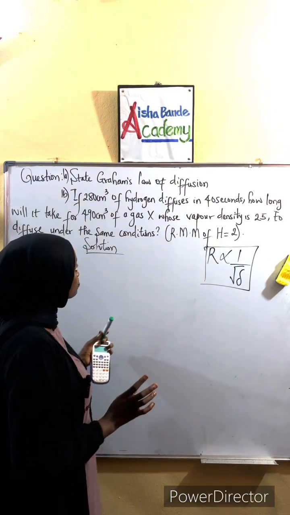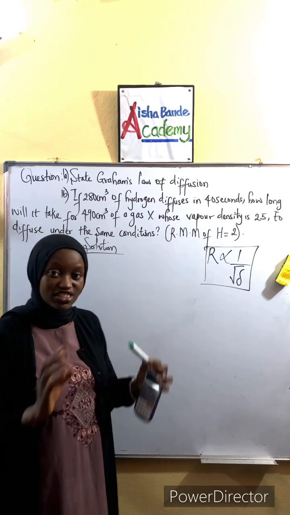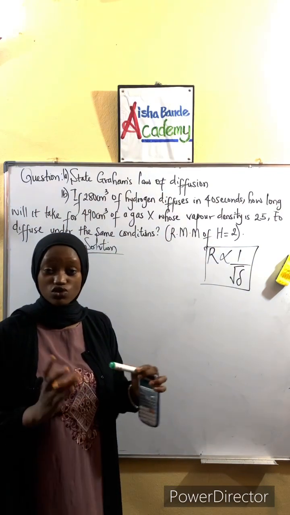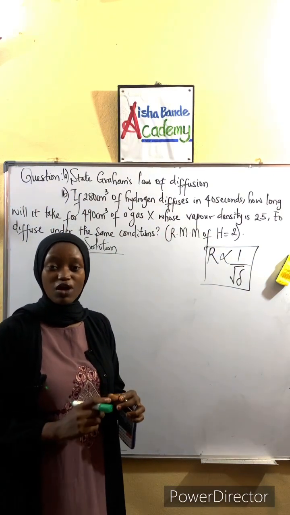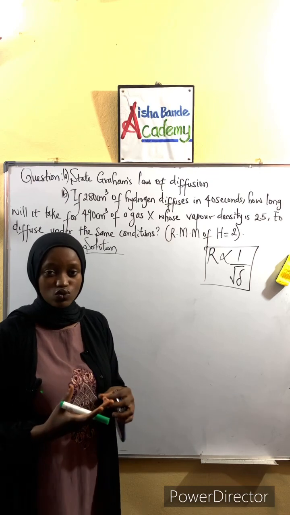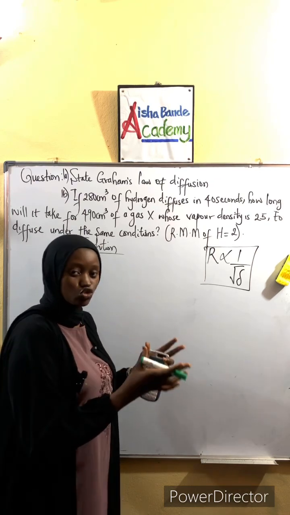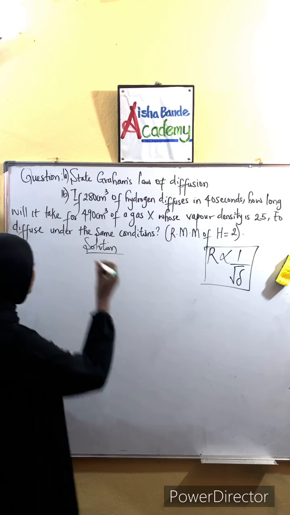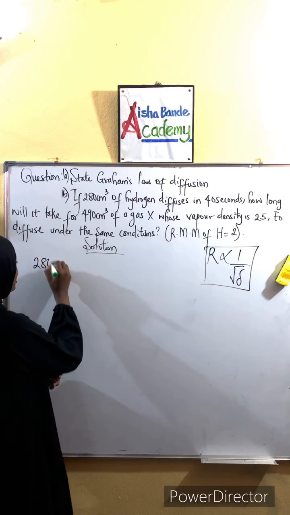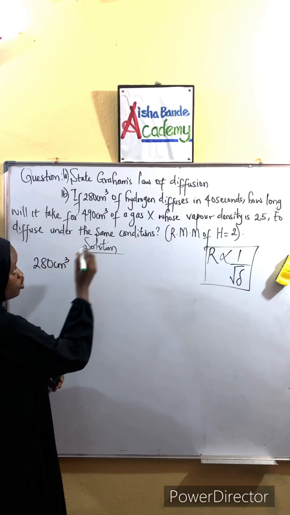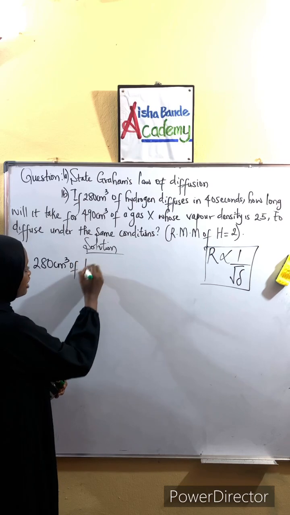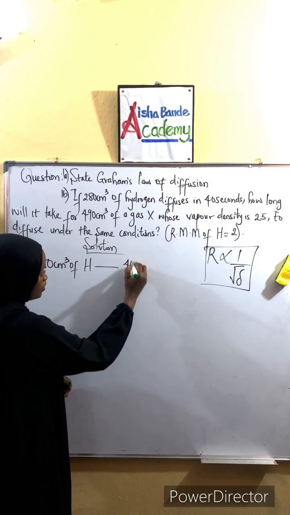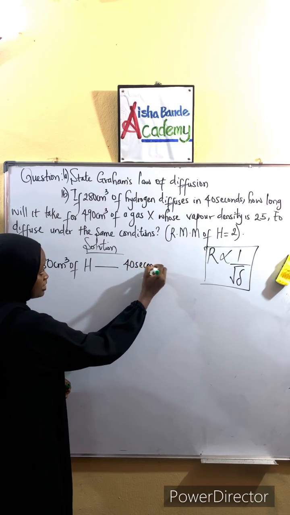For us to solve this question, the first thing we need to do to simplify the question is to bring out the parameters. Bringing out the parameters makes the work easier for you, like it gives you a direction on what to do next. So it says that 280 centimeter cube of hydrogen diffuses in 40 seconds. So this 40 seconds here is the time.